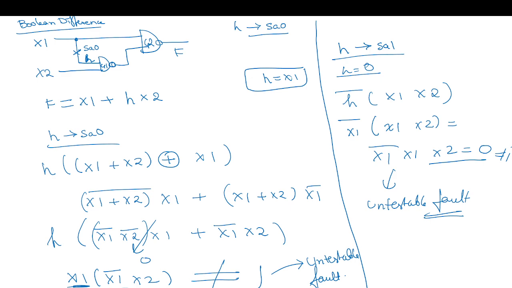So this was the Boolean difference method showing some untestable faults. Now again we will take another Boolean difference question.